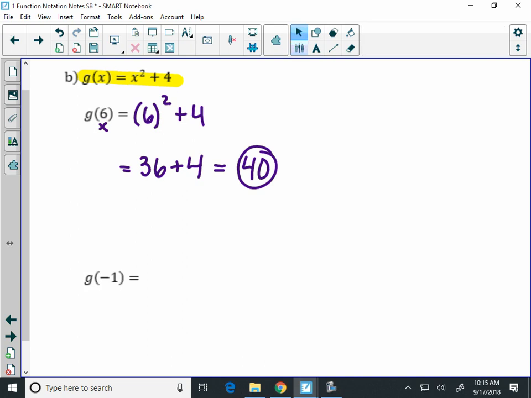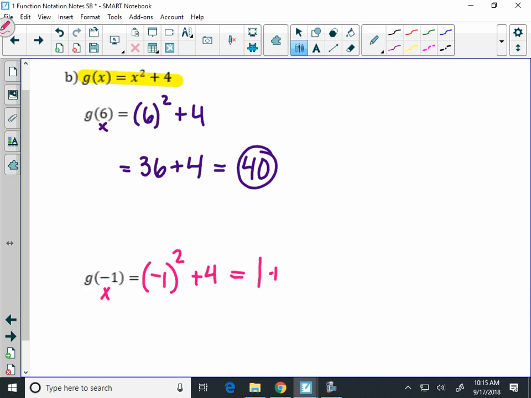When I do g of negative 1, this is where those parentheses are going to be really important. We're going to put negative 1 in for x, write it down with parentheses when you square it. That way, when you type parentheses negative 1 squared into your calculator, you get positive 1 plus 4 equals 5. Remember, when you square a number, that means you are multiplying it by itself. So technically, we have negative 1 times negative 1, which is positive 1, which is how I got the 1 there. All right, finally, let's look at h of x.